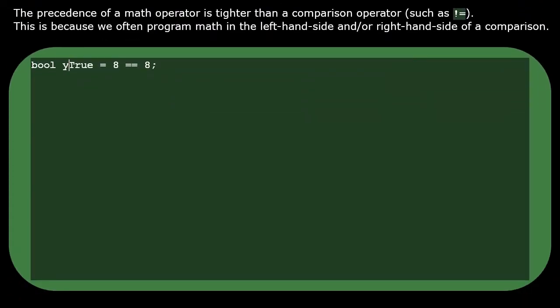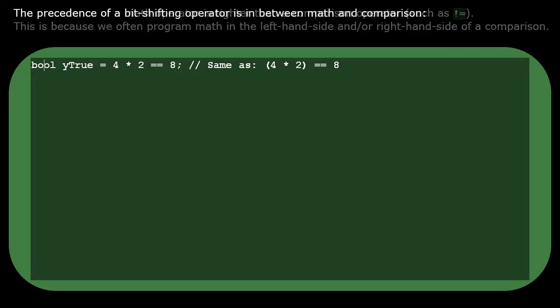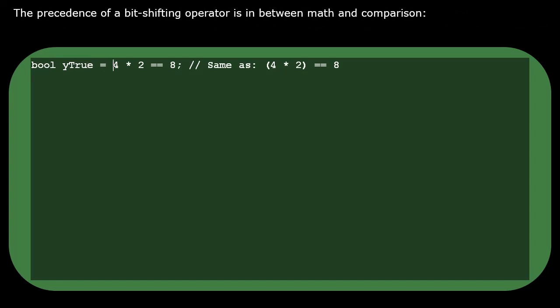The precedence of a math operator is tighter than a comparison operator. This is because we often program math in the left-hand side or right-hand side of a comparison. The precedence of a bit shifting operator is in between math and comparison.